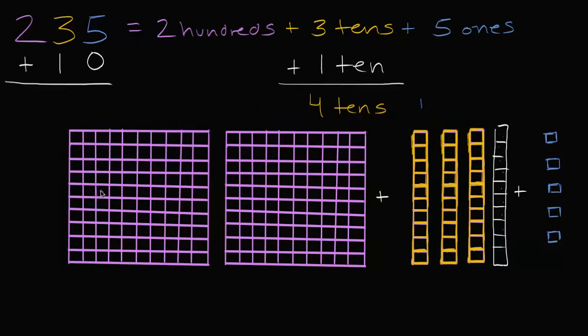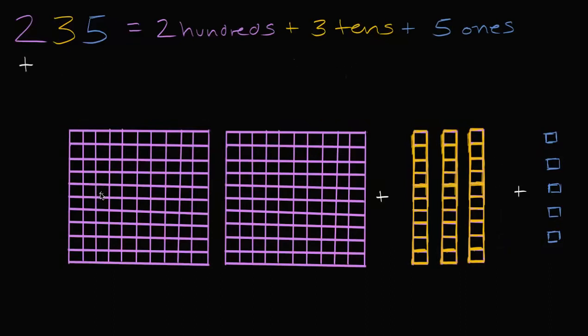So let's do that. Let me see if I can clear all this stuff out. So instead of adding 10, let's add 100 here. I'll actually do it in yellow and in blue. So I'm adding 100, 0 tens, and 0 ones. So I'm essentially just adding 100. So plus 100. So what's that going to get me?